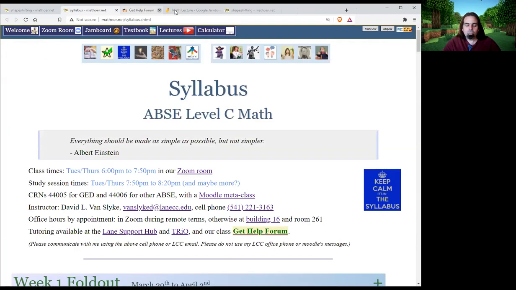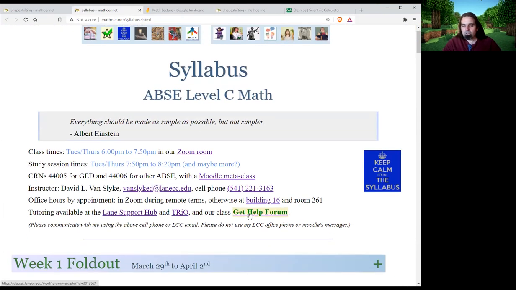Before we get started, can we do this homework number 4? But consider the Get Help forum. I'm sort of advertising that now because it's a Thursday and you won't see me in Zoom until Tuesday.